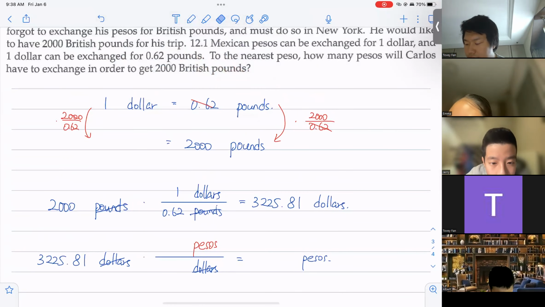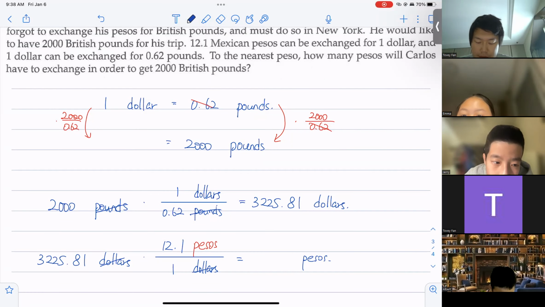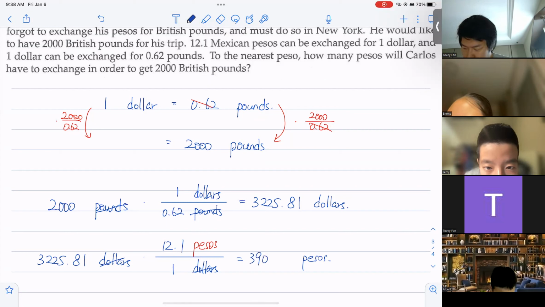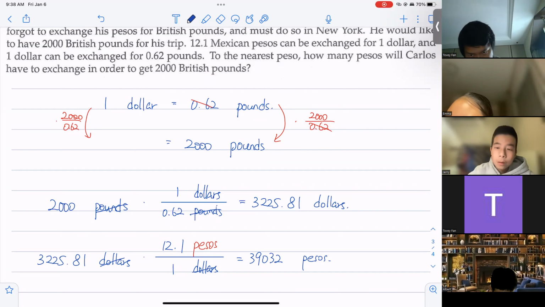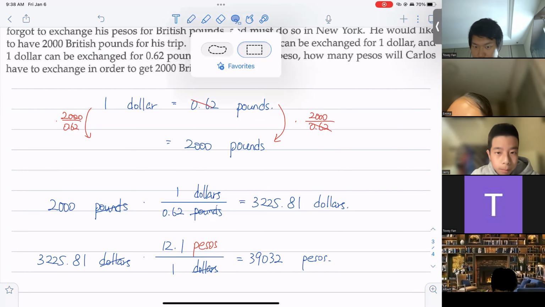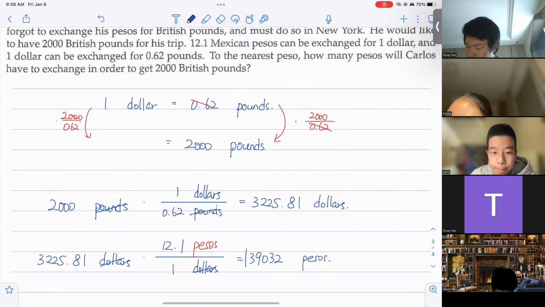The number is 12.1, right? So 12.1 pesos for $1. So in the end, it will just be this number times 12.1. So 12 times 12.1, that's 39032 pesos, around point something. Okay, so Jerry, that makes sense? And this will be the answer. Okay, Albert, Emma, that makes sense?